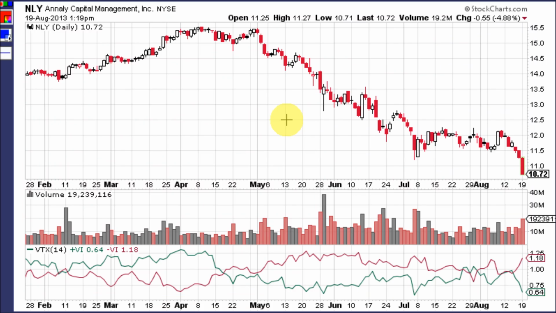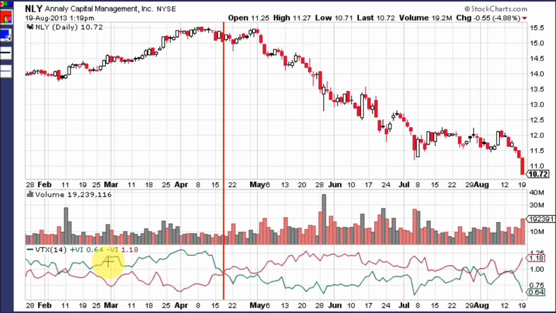Now, if you're into shorting stocks, VTX can give excellent signals. Let's review what happened up until right here, when it gave a very clear sell signal. The 1.0 line is right here, and it looks like the bulls were winning.